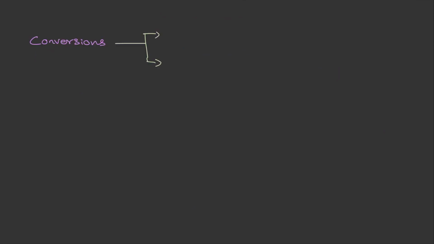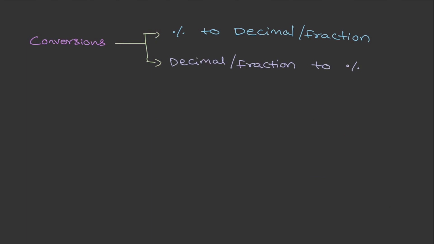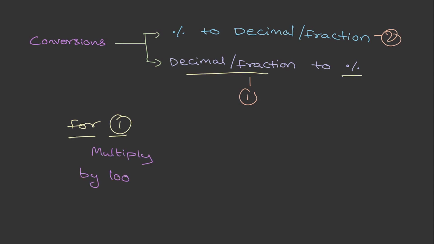What kind of conversions are involved in this? Percentage to decimal or fraction, decimal or fraction to percentage. Let this be case 1 and this be case 2. For case 1, that is to convert decimal or fraction to percentage, multiply by 100. And for case 2, that is converting percentage into decimal or fraction, divide by 100.